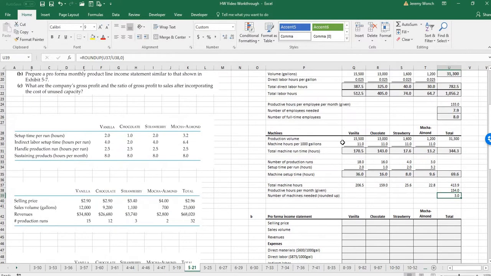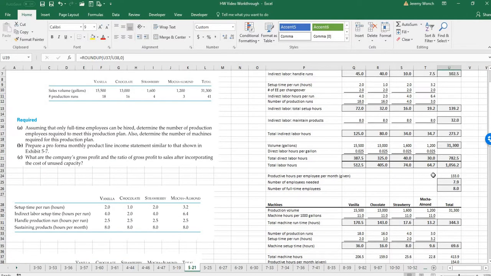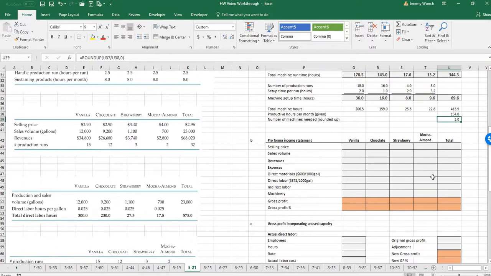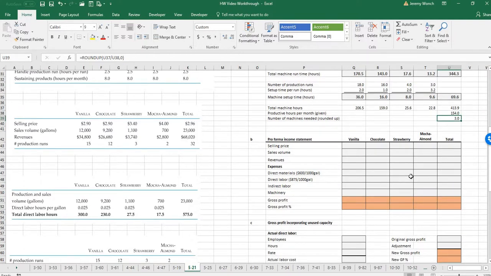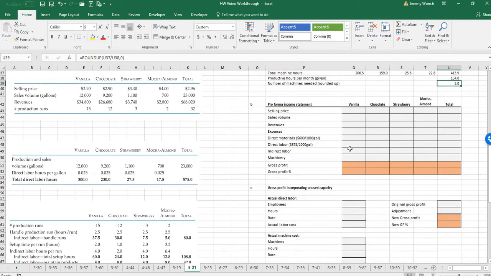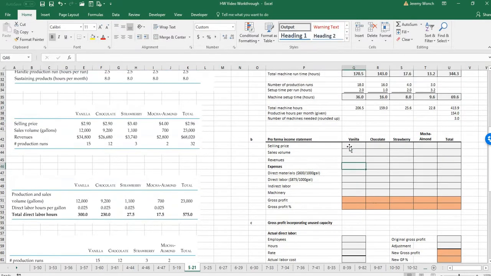Alright, so now we've identified all of the labor hours it takes to make the ice cream, and we've identified all the machine hours it takes to make the ice cream. So now we can put together our kind of pro forma income statement. And so start off by our selling price, and our selling price is listed over here for each one of the kinds of ice cream.